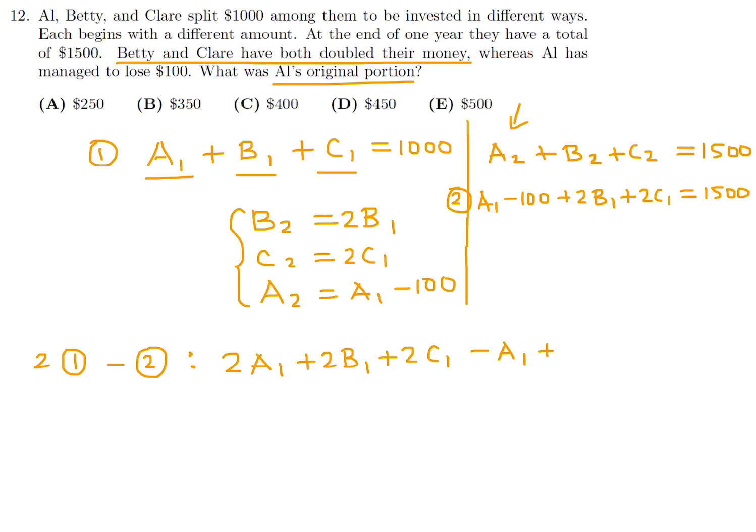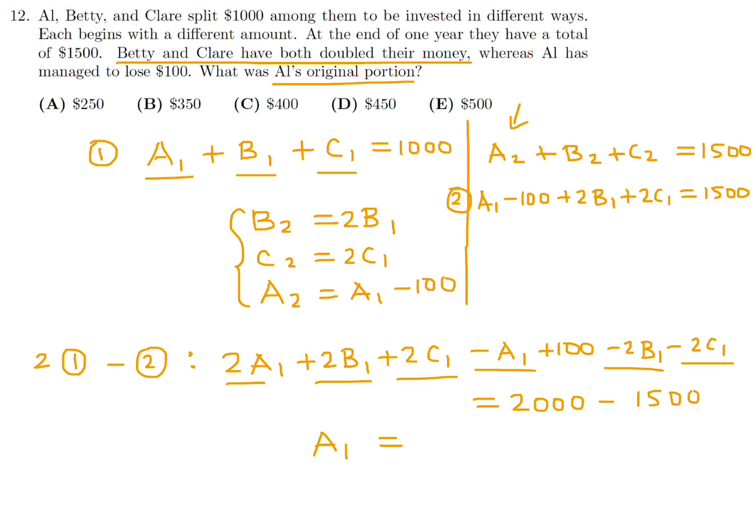plus 100 minus 2b1 minus 2c1 is equal to 2,000 minus 1,500. Okay, so hopefully I did this right. The 2b1s cancel, the 2c1s cancel, and then 2a1 minus a1 is just a1. And then this becomes 500, but don't forget about that one. So it would be 500, but then you have to subtract the 100. So a1 is 400. And that's what they wanted you to figure out, Al's original portion. So for number 12, the answer is C.